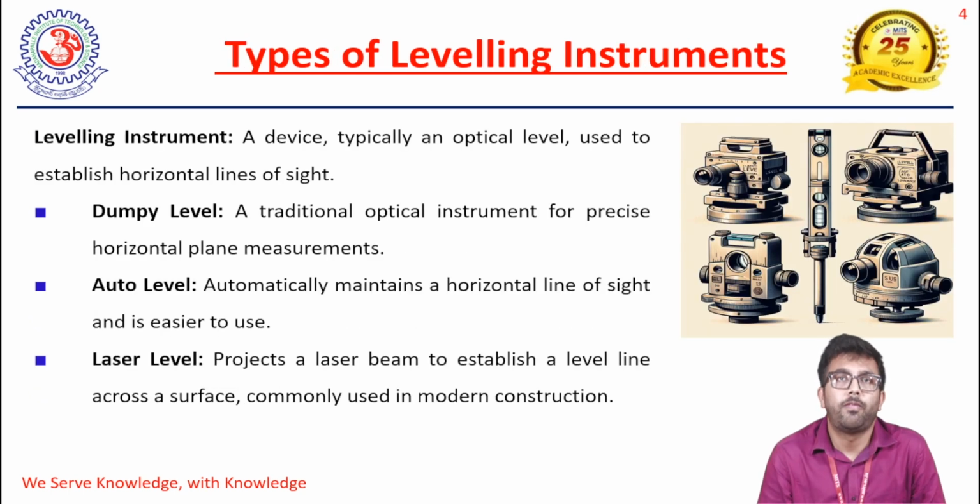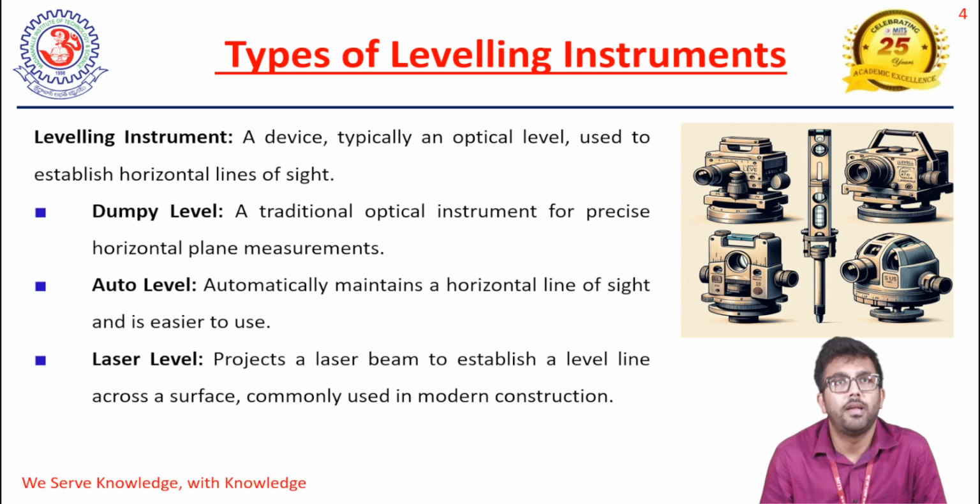So, types of leveling instruments. Leveling requires a number of instruments. One of it is the optical level, then a leveling staff. And what is an optical level? So, optical level can be of three types, that is dumpy level, auto level, laser level.